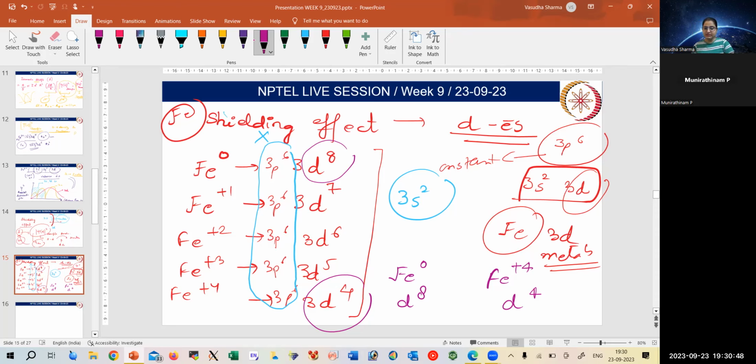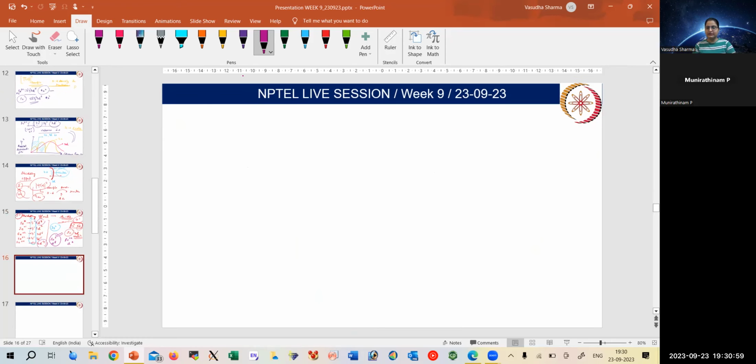So this concept is clear now, how we are looking at the shielding effect. Because the number of d electrons is more, the shielding effect would be more. So that is going to affect the s electron density. Now we found that the more d electrons, the more the shielding effect. So that's a very important factor that you need to remember.